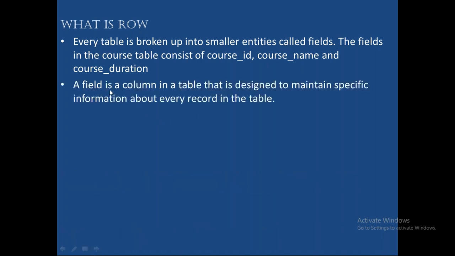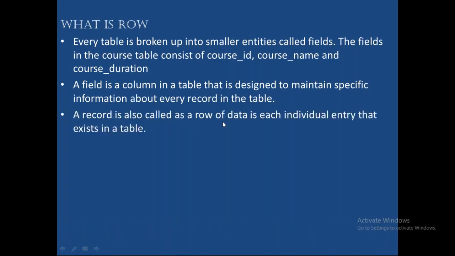A field is a column in the table that is designed to maintain specific information about every record in the table. So it's very clear, right? Now, if you consider course ID, it will maintain only course IDs, some numbers. Course names, it will maintain only course names. If you take the course duration, it will maintain the duration of the course. So that's what it is saying. A field is nothing but a column in the table that is designed to maintain specific information about every record in the table.